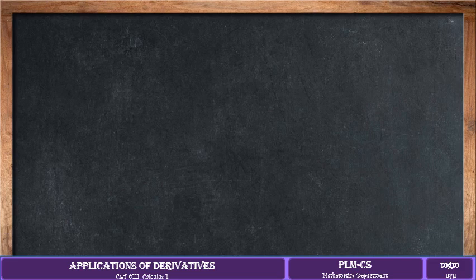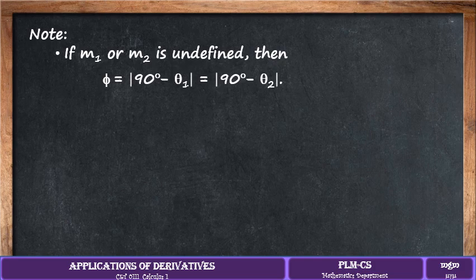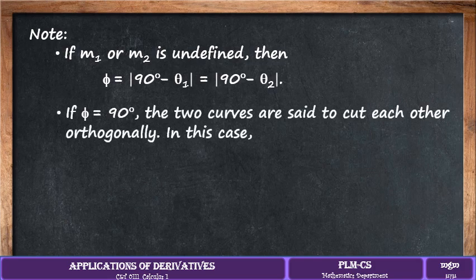In dealing with the angle between two curves, we have to note the following. First, if m sub 1 or m sub 2 is undefined, then the angle between two curves phi is equal to the absolute value of 90 degrees minus theta sub 1 or the absolute value of 90 degrees minus theta sub 2. Second, if phi is equal to 90 degrees, the two curves are said to cut each other orthogonally.